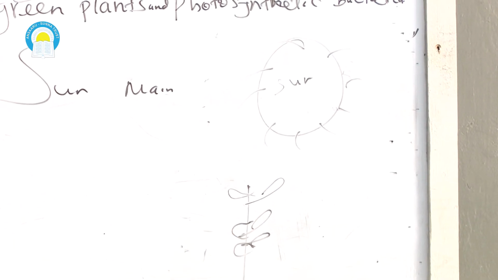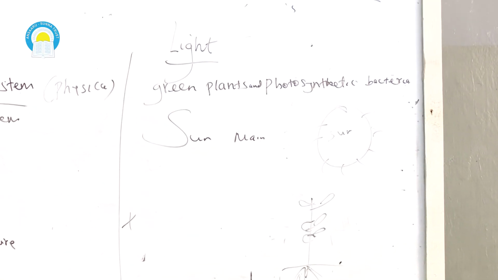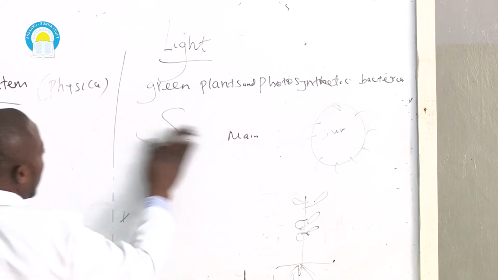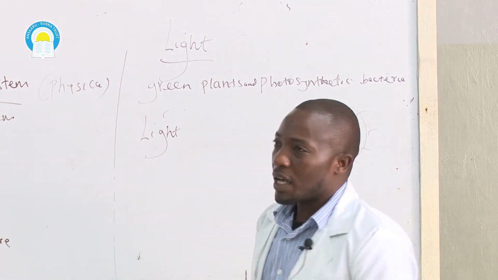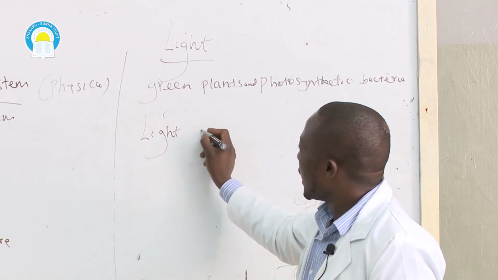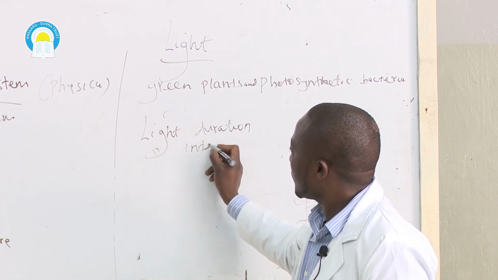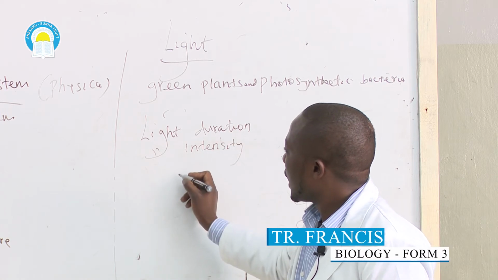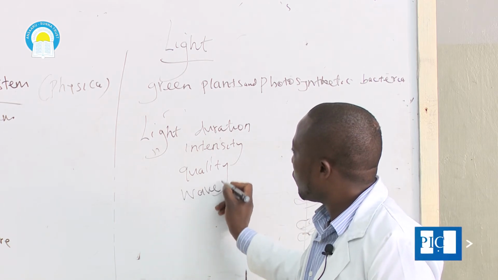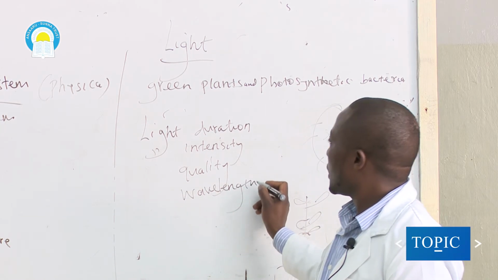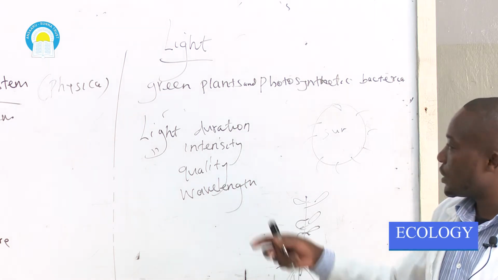Light intensity, light quality and light duration affect it. We have three aspects of light: light duration, light intensity, and light quality. We even have light wavelength. They affect the distribution of living organisms. We can explain briefly what these aspects of light are.